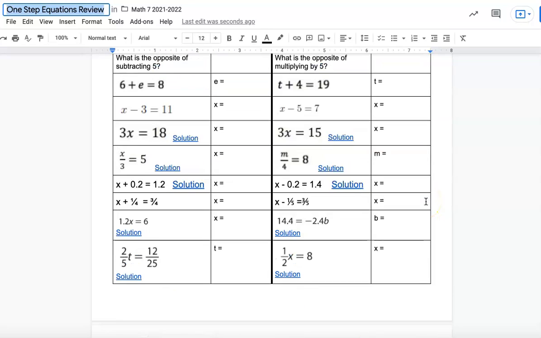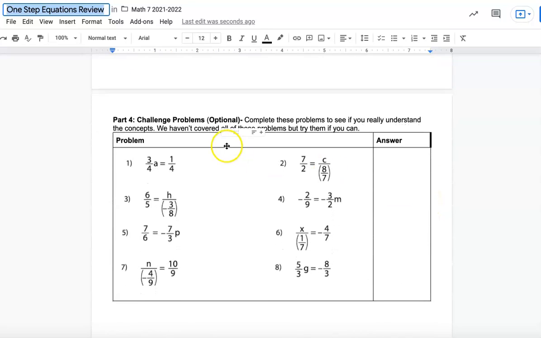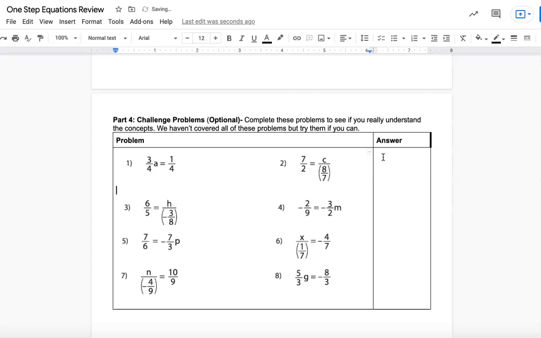So now I'm going to do some of the challenge problems here in part 4. I'm going to start underneath them and solve them. So this is 3/4 A times A, right, equals 1/4. And remember when it's 3/4 A, this means multiplication, and the opposite of multiplication would be division. But then we'd be dividing by a fraction.